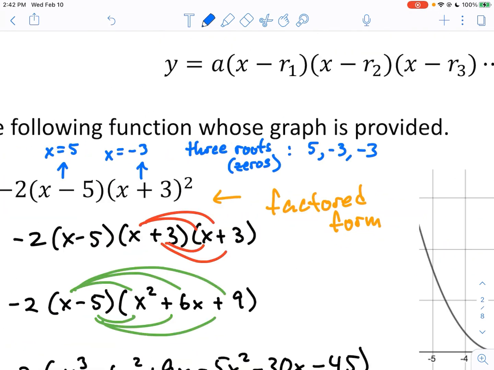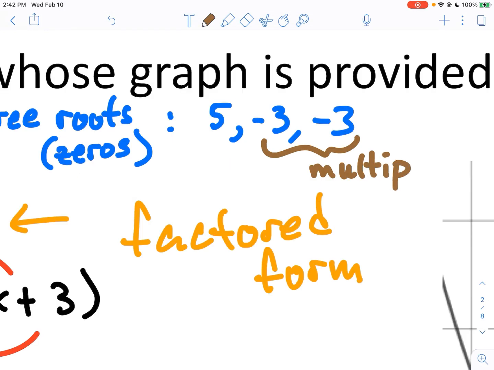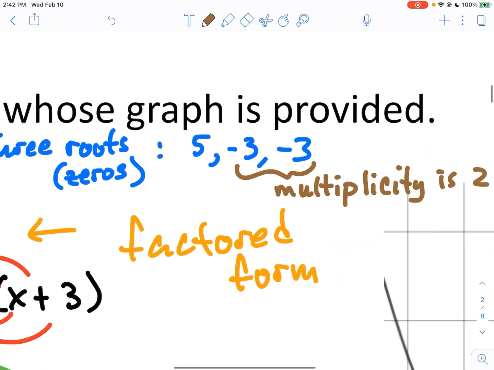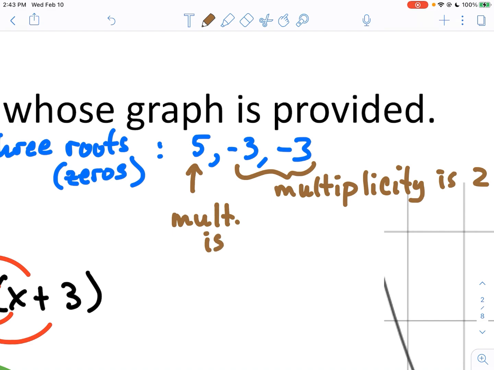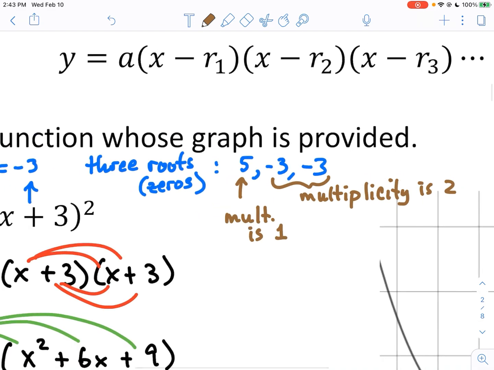Now, some will say that you should say that there's only 2 roots here because one of them got repeated, and that's fine. You can say there's 2 distinct roots, but one of the roots occurs twice. And the word we're going to use here to describe this is multiplicity. So we're going to say the multiplicity is 2, and for the 5, multiplicity is 1. The multiplicity is just how many times the root is in your list.